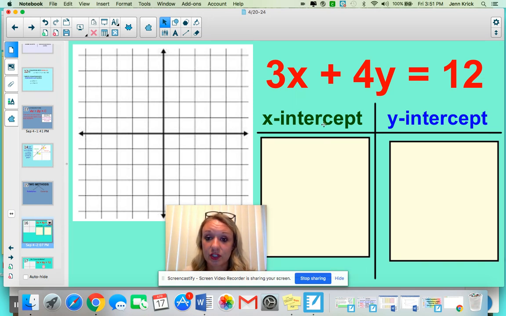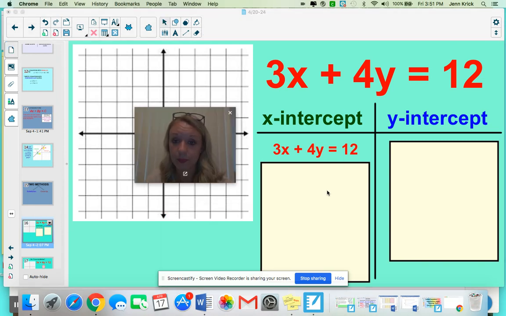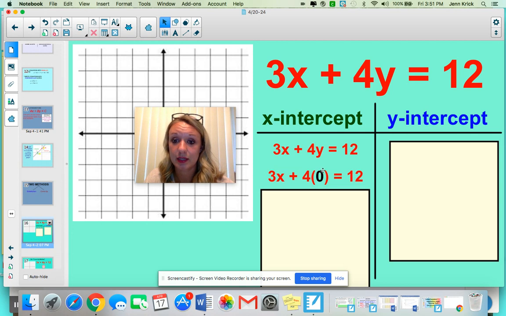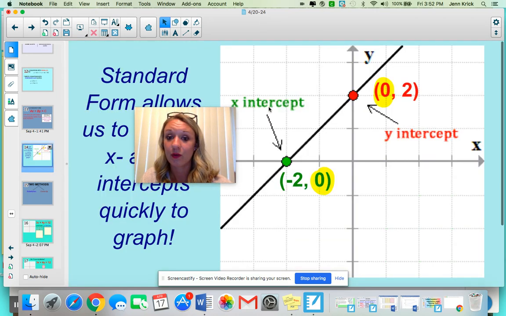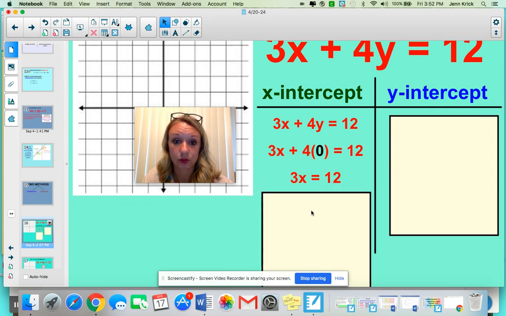Let's say that I first am going to find the x-intercept, where it's going to cross on my x-axis. Here's just the equation drawn out. If I'm finding the x-intercept, I am plugging in 0 for y, because when I'm finding that x, y is always 0. So that produces a 0, and then I've got 3x equals 12. Hopefully we've got some good mental math going, and we know that x is going to be 4.